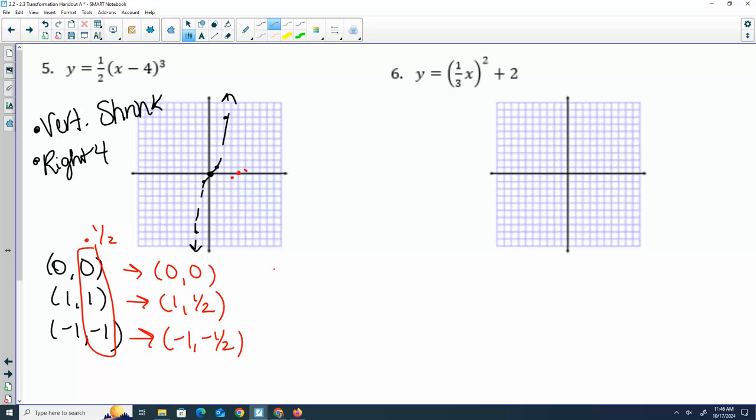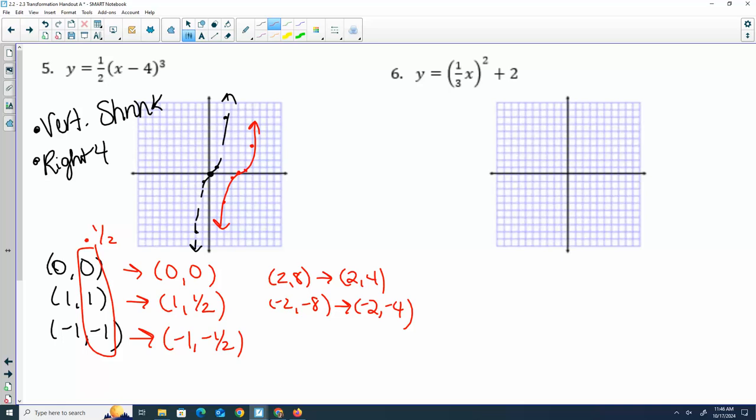If you wanted more points, think about 2, 8. If you took your y times 1/2, it becomes 2, 4. And then right 4. If you did negative 2, negative 8. Y times 1/2 is negative 2, negative 4. And then we go right 4. So we get this fatter looking graph.